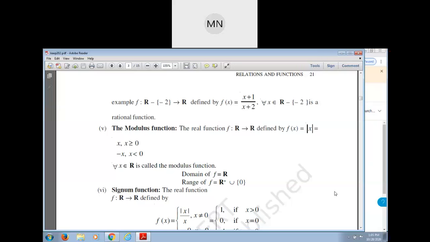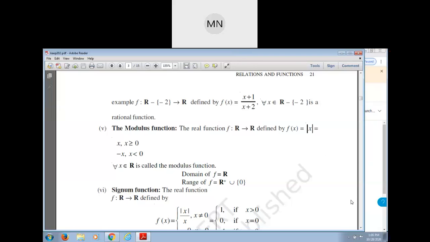Mod of -1 is what? Can you tell me the value? Mod of -1. Hello? Hello? Hello? Mod of -1 will be what?